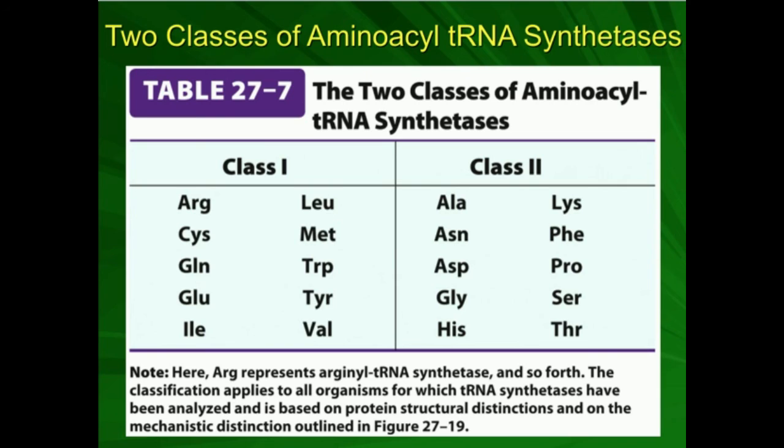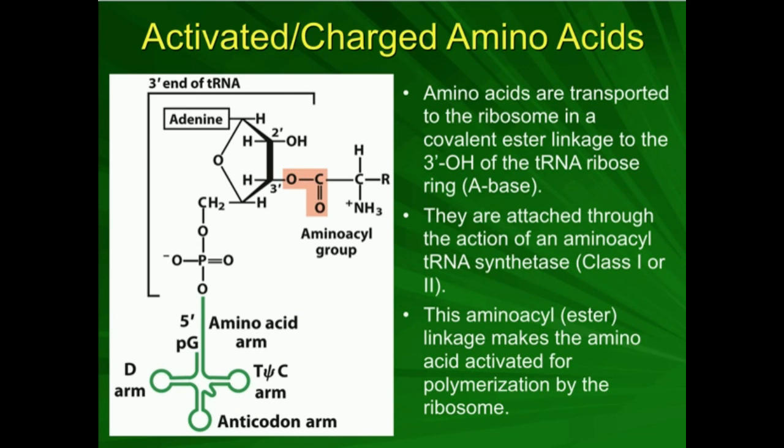Okay, but these are the different classes. Class 1 is the indirect mechanism, class 2 is the direct mechanism. And that's basically how the amino acid gets put onto the tRNA. And so when this tRNA goes to the ribosome, this is how the amino acid is attached in this ester linkage to the ribose on the 3' OH.